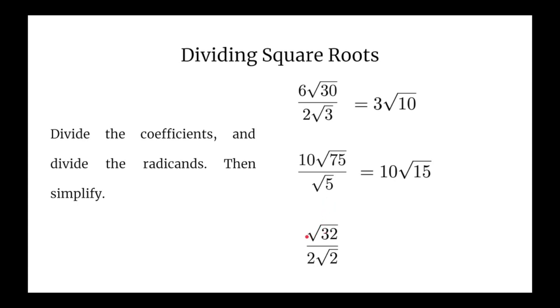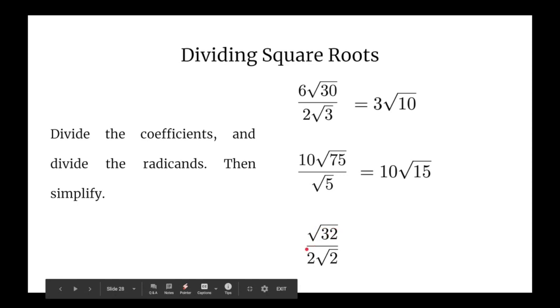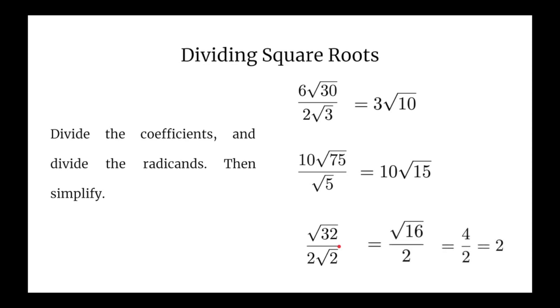Here we have the square root of 32 divided by 2 root 2. So this is going to give us the square root of 32 divided by root 2, which is the square root of 16, divided by 2. And that gives us 4 over 2, which is equal to 2.